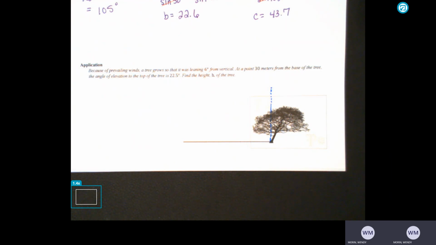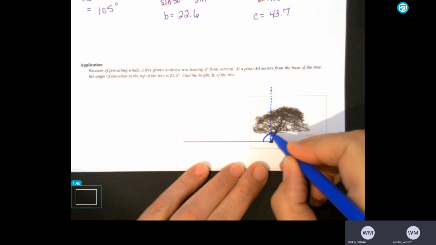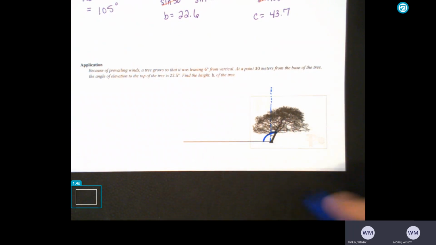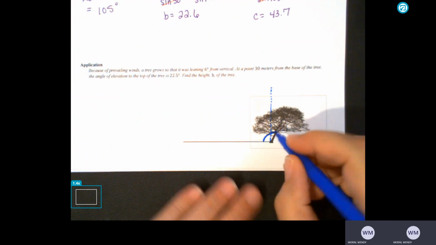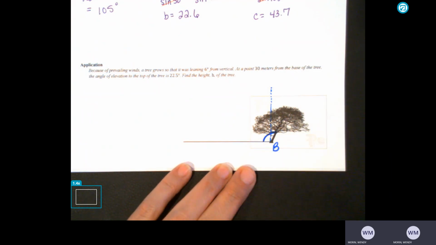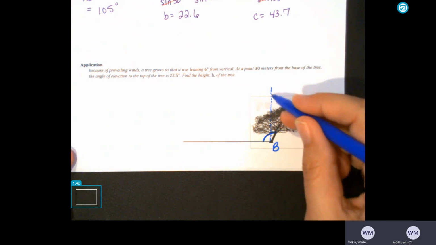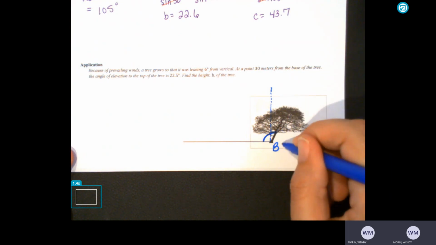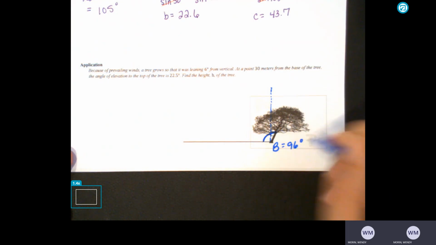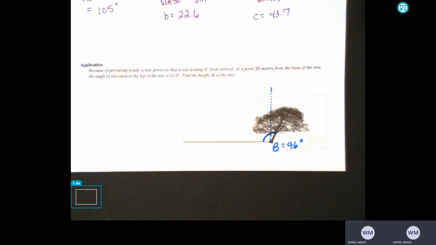So if it's leaning 6 degrees, we can actually find, let's say, this angle right here, okay? And again, it doesn't matter what we call that angle, we can call that angle B. Again, it doesn't really matter. How big is angle B? Well, if this is from the vertical, there's 90 degrees plus another 6. Angle B is 96 degrees. So we can calculate that.